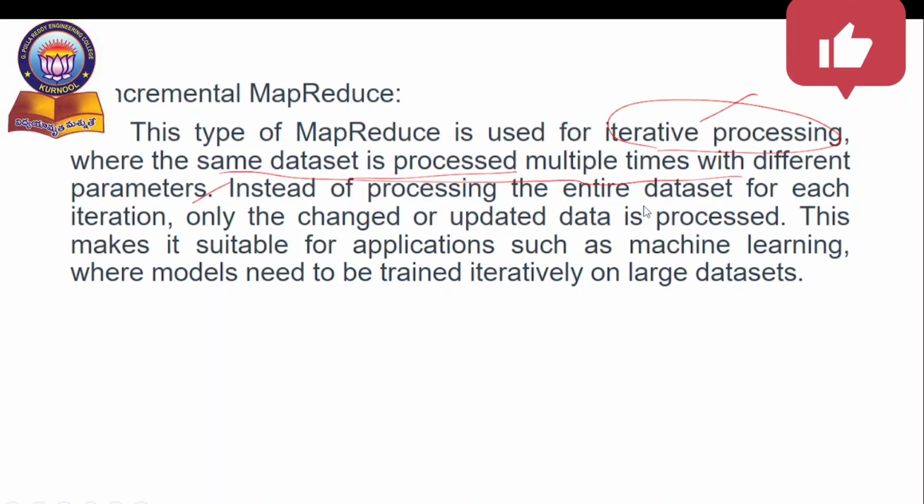Instead of processing the entire data set for each iteration, only the changed or updated data is processed. So this will help both execution time and storage, as less time and less storage are used in this process. This makes it suitable for applications such as machine learning, where a model needs to be trained iteratively on large data sets. So this is one example application for incremental MapReduce.